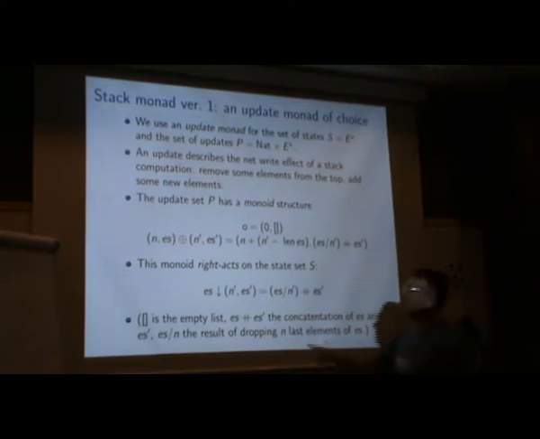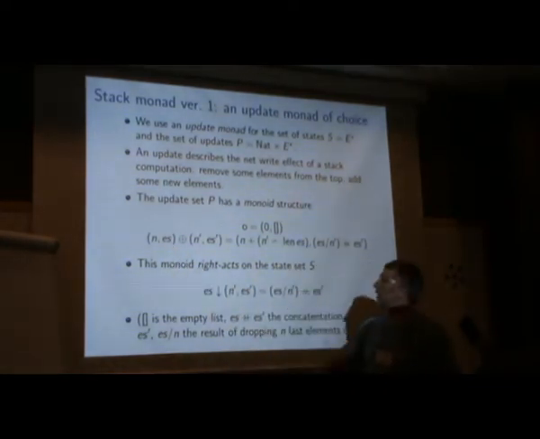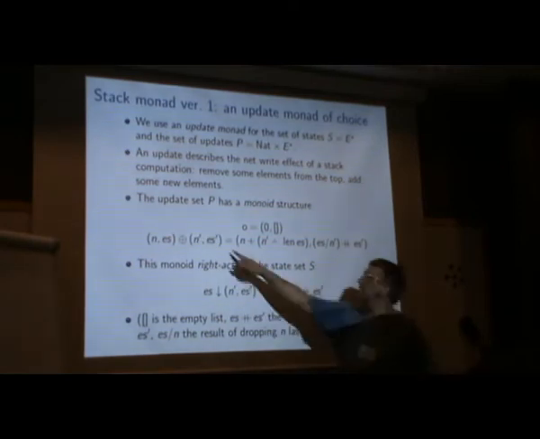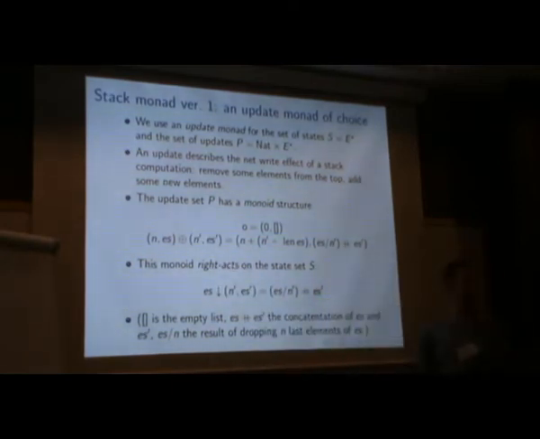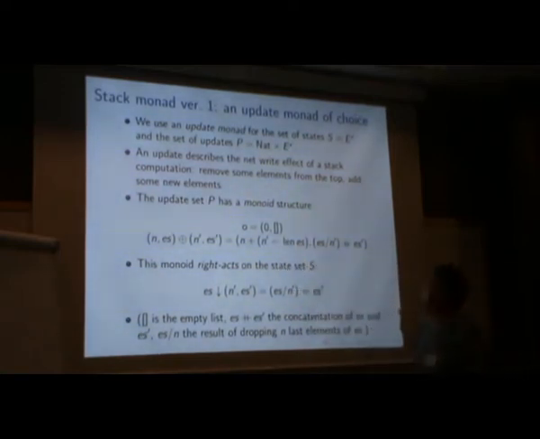So if I attempt to remove n elements, then add these elements, attempt to remove n prime elements, add these elements, the net effect is this. There's some calculation. So n plus n prime minus the length of ES, this is a truncating minus. And here you basically append these two lists, but you have to do a truncating drop.